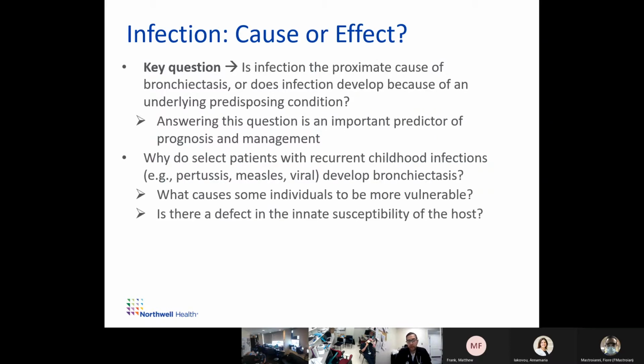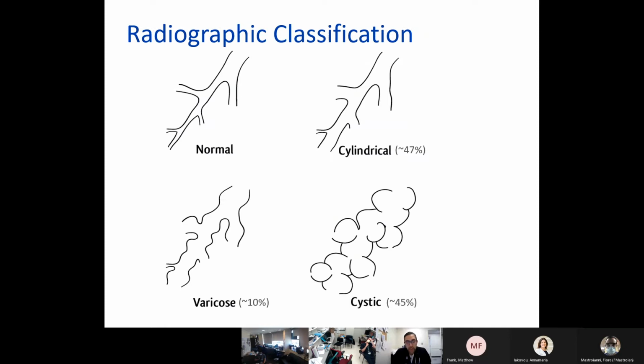So let's move on here and talk about the radiographic classification. So I'm going to share this PowerPoint with you. It's a lot of slides, but it's mostly pictures. And I think seeing a lot of pictures of bronchiectasis and the different types is helpful in being familiarized, and seeing patterns is very important.